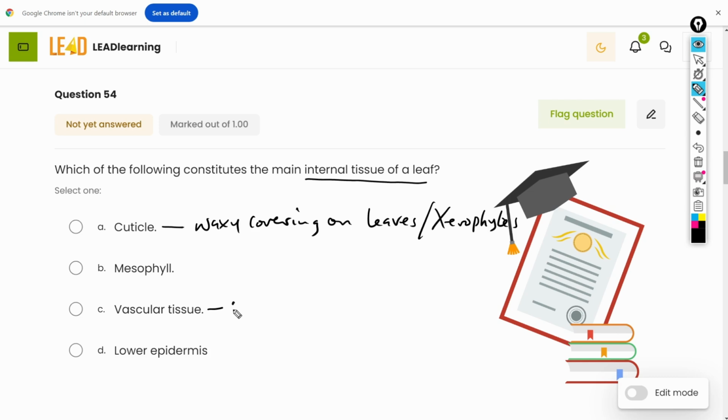The vascular tissue is simply a collection of the phloem and the xylem. The phloem is for the conduction of manufactured food, while the xylem is the transportation of water and mineral salts. Then the lower epidermis is just an upper layer. The lower epidermis is still an upper layer of the plant tissue because the epidermis is the outermost layer. Now, the internal tissue is called the mesophyll. So our answer, based on having knowledge of all these other terms here, is option B.